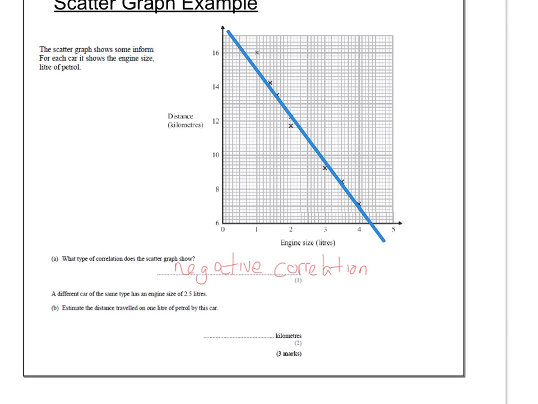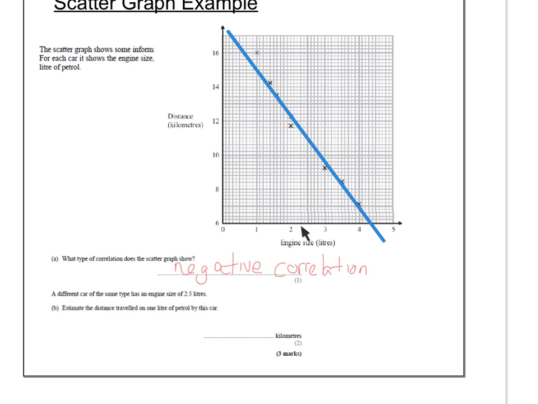So part B then, it's quite typical for a scatter graph question. It says a different car of the same type has an engine size of 2.5 litres. Estimate the distance travelled on 1 litre of petrol by this car. Now there are 2 marks available. Now if we hadn't done the line of best fit, even though it doesn't explicitly say it, you are losing one of those marks. Okay, so you've got to be really careful. Line of best fit drawn.